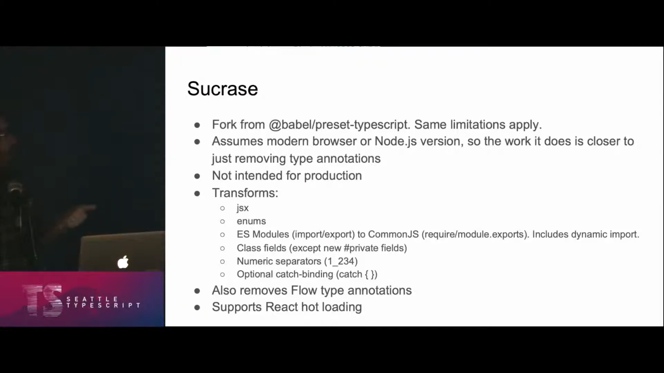So it transforms JSX, enums, and ES modules to CommonJS in the same way that TypeScript does, and the same way that Babel does, so it should result in the same behavior in the browser. It supports class fields, except the new private fields, numeric separators, and the optional catch binding, which means there's no error variable to use. Interestingly, it also removes Flow type annotations. So if you have multiple projects and one of them happens to use Flow and you want to use the same transpiler everywhere, this is a good option.